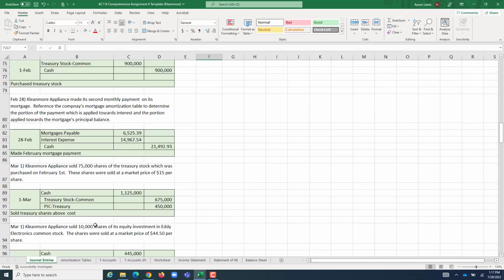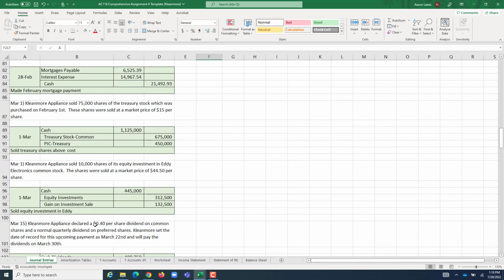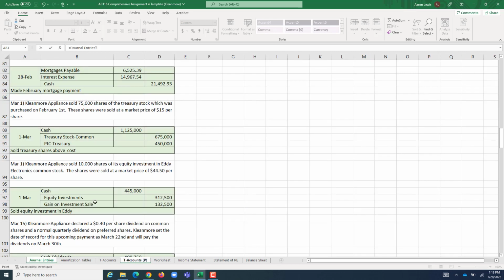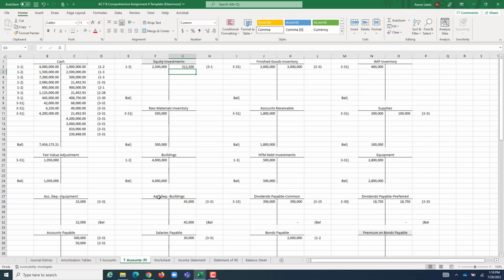Now if we scroll down, on February 1st, we sold some of that Eddy Electronics common stock, and we did so at a fairly decent sized gain. But in that entry, we credited equity investments for $312,500. So if I go back to my T's, I can bring that $312,500 credit over by hitting equals in the cell I want to put that number in, going back to the journal, and clicking on that amount.